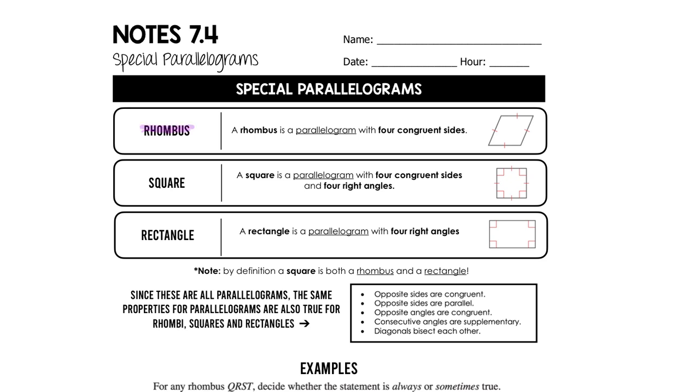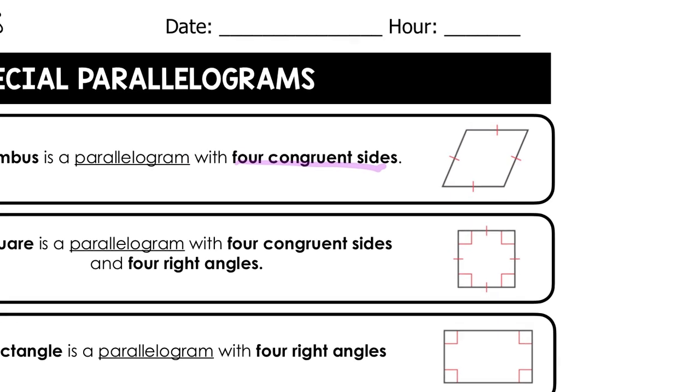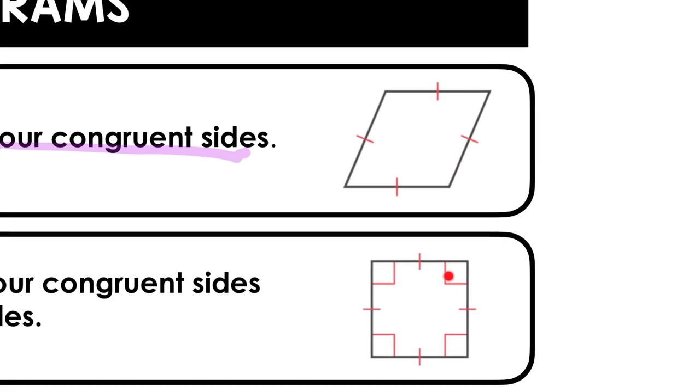So a rhombus is just a parallelogram with four congruent sides. So it's not a square, right? A square would have right angles, but it does have four congruent sides. So a lot of times with parallelograms, they do not have congruent sides, right? Something kind of like this, where two sides are shorter than the other two sides. But with a rhombus, all four sides are congruent.